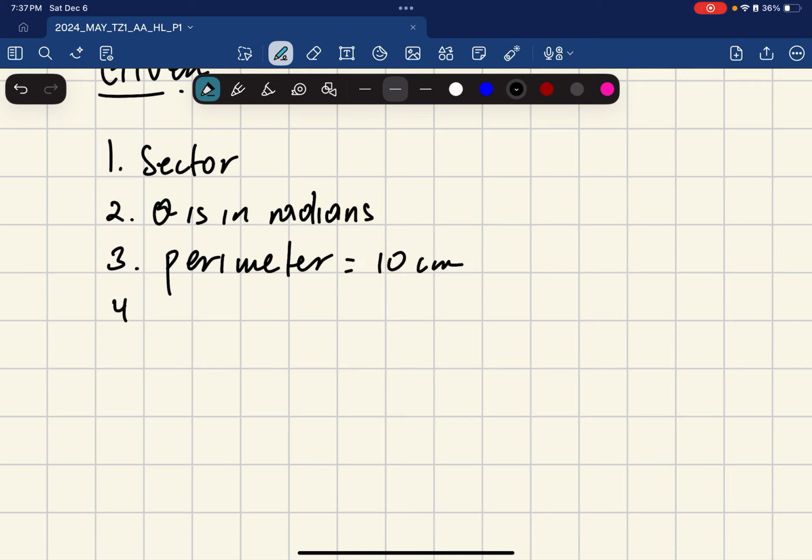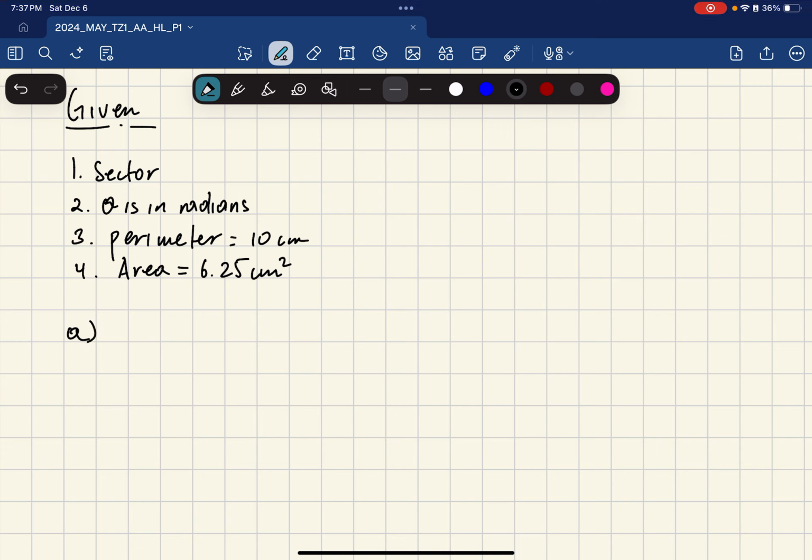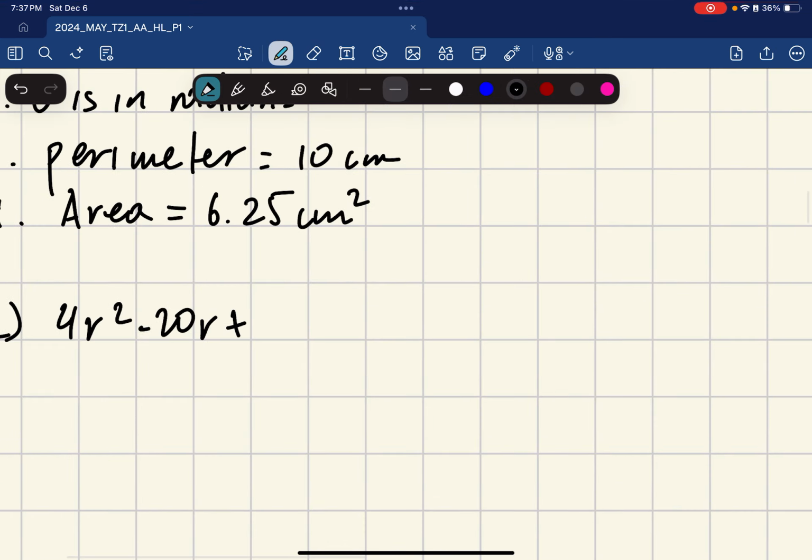And additionally, I'm given the area of this sector. Area is equal to 6.25 centimeters squared. And for question A, I'm just asked to prove something. I'm just asked to prove that 4r squared minus 20r plus 25 is equal to 0.